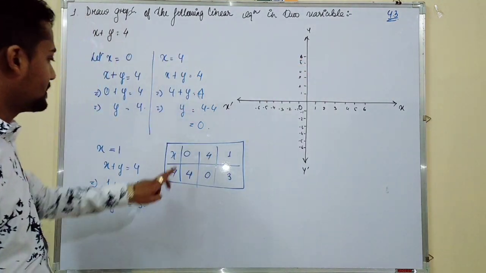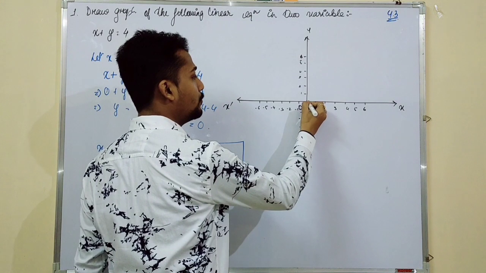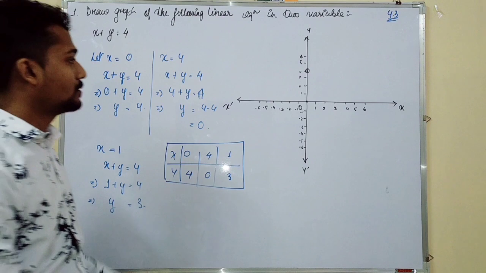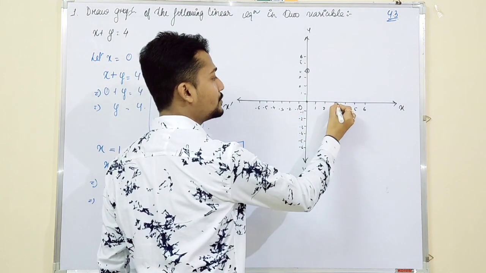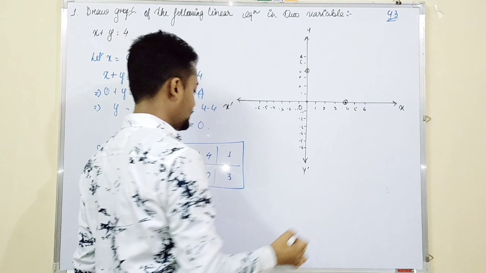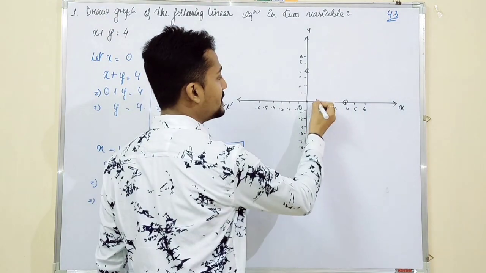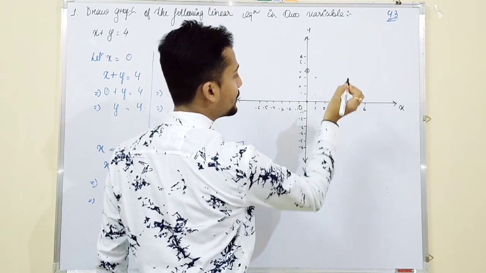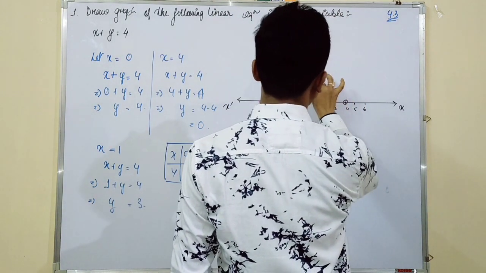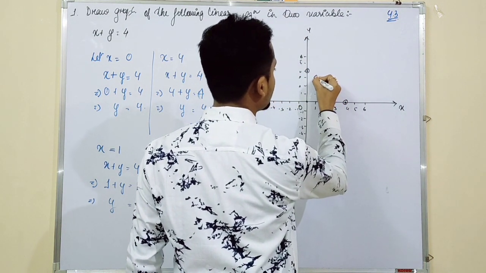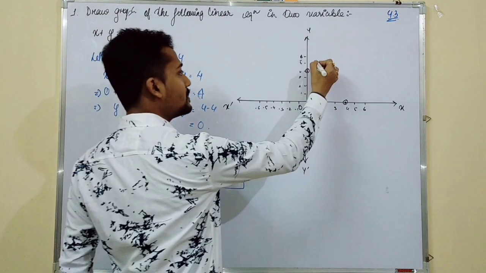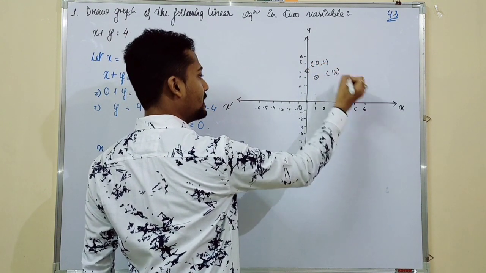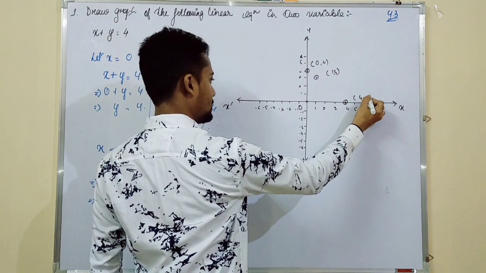Okay. Now the first point is 0, 4. Where is it? 0, 4: 1, 2, 3, 4. This is one of the points. Then 4, 0: 1, 2, 3, 4, and 0. That means it will be here. Then 1, 3: 1 on x, then 1, 2, 3 on y. So this is 0, 4. This is 1, 3 and this is 4, 0, isn't it?